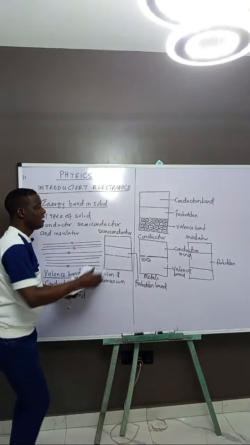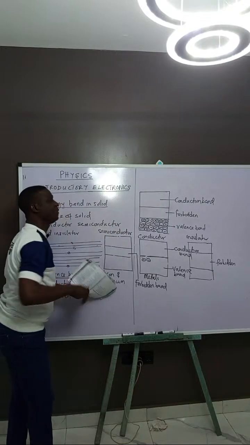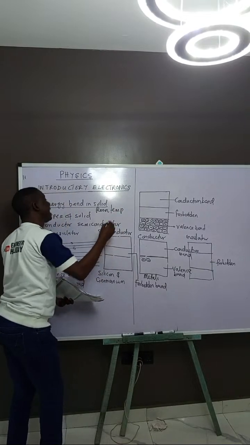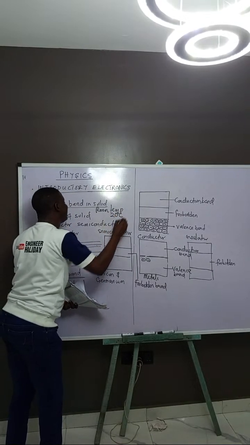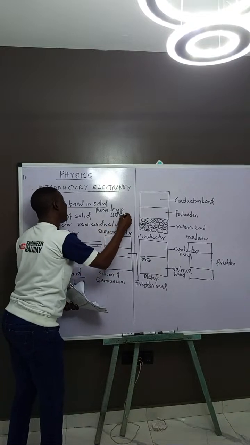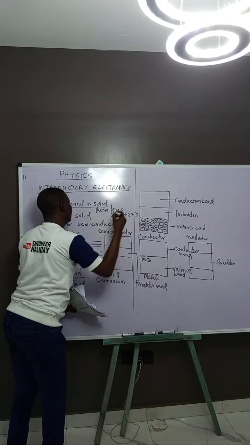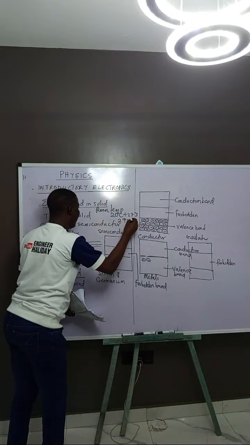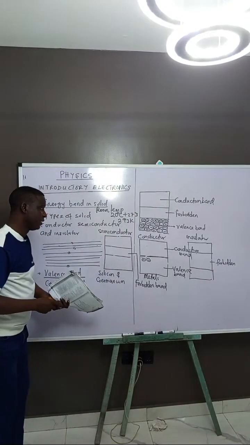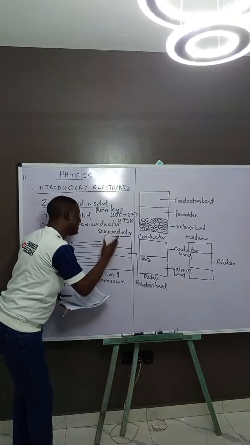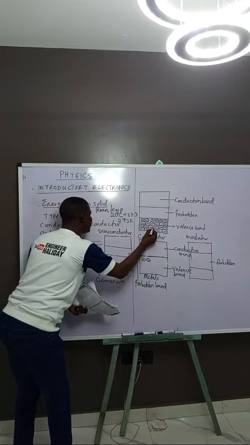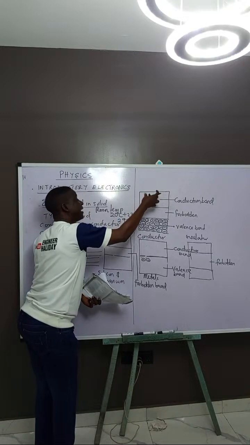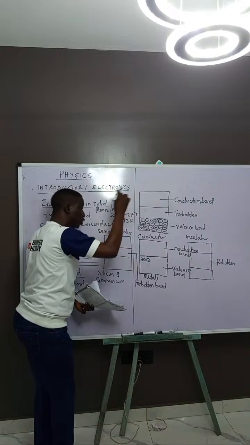For instance, if I heat this particular semiconductor at room temperature, room temperature is 20 degrees Celsius, or better still, you can add 273 to convert it to this fundamental unit, which gives us about 293 Kelvin. Can you confirm it? Now, if we heat them, the electrons at the valence band will migrate to the conduction band, and as they get to the conduction band, they become conductive.